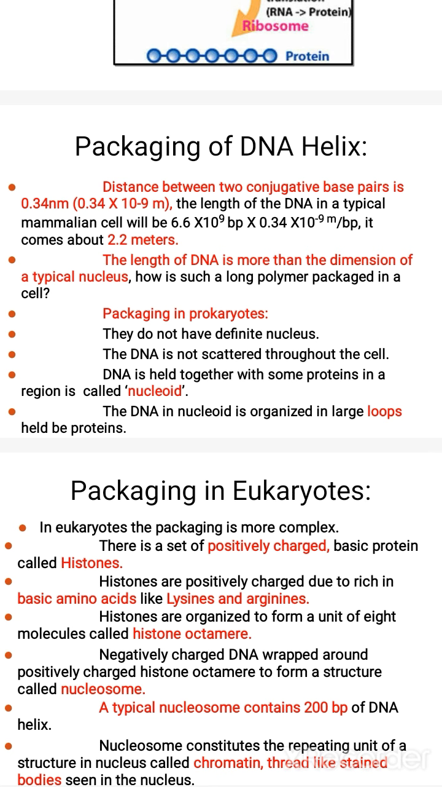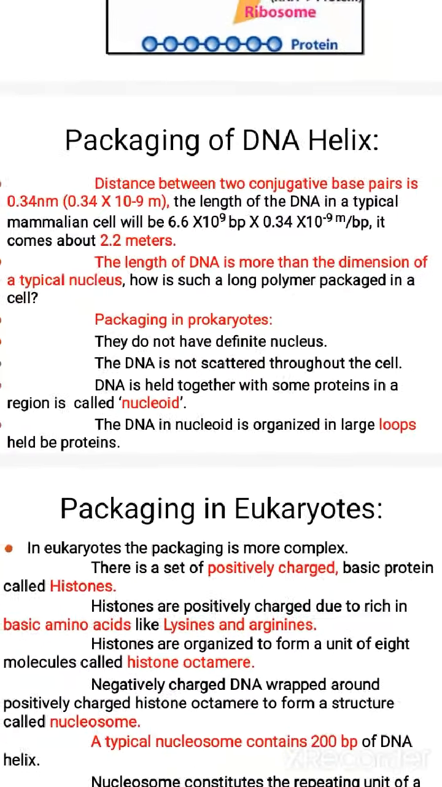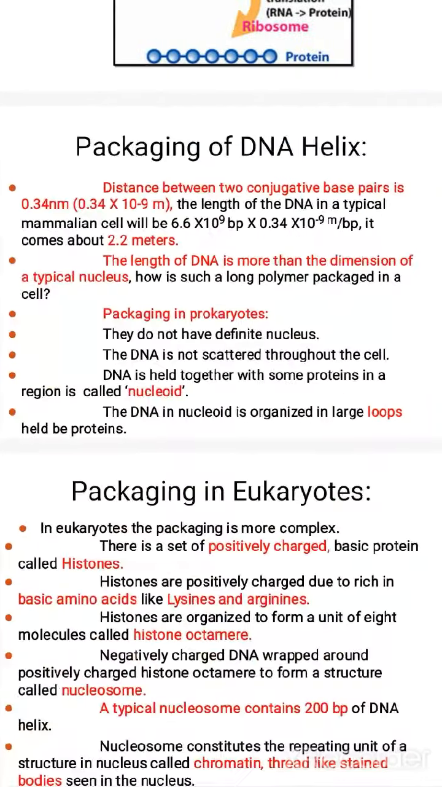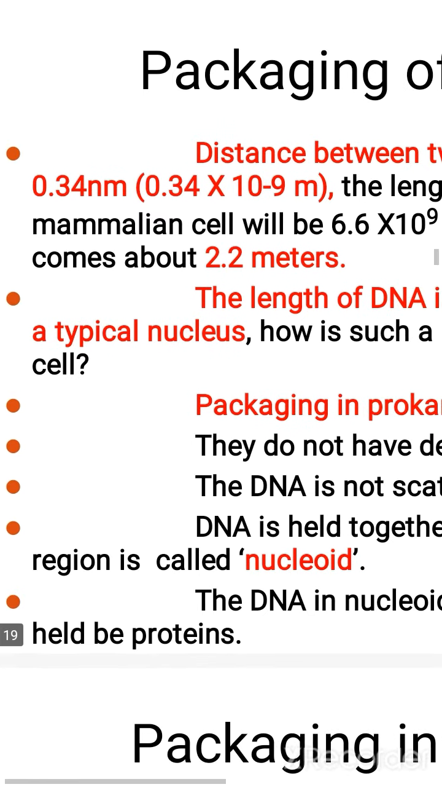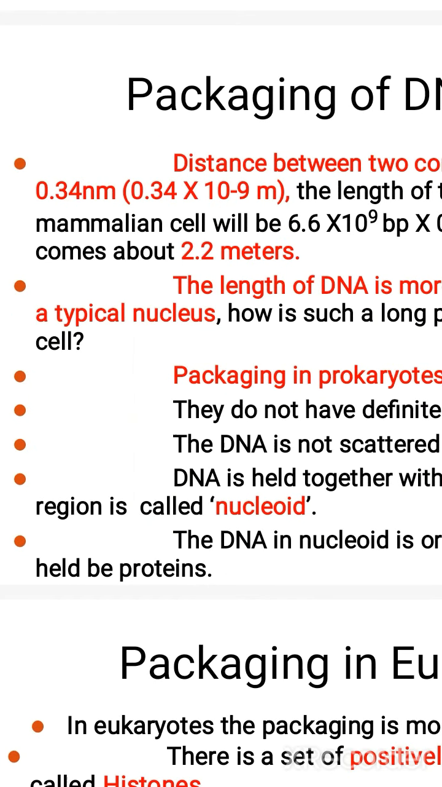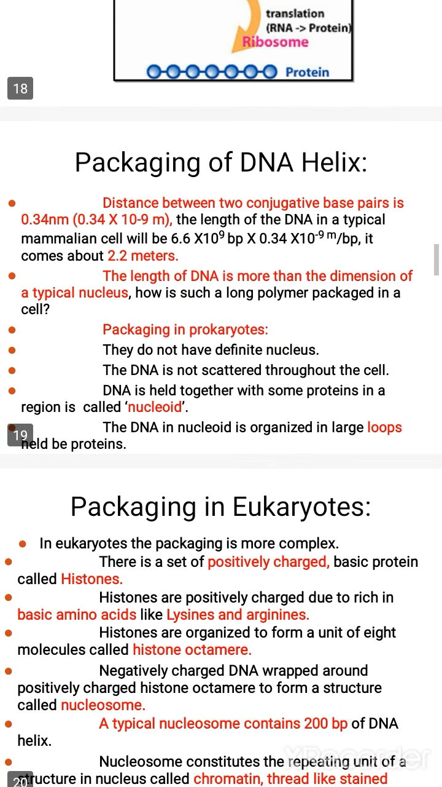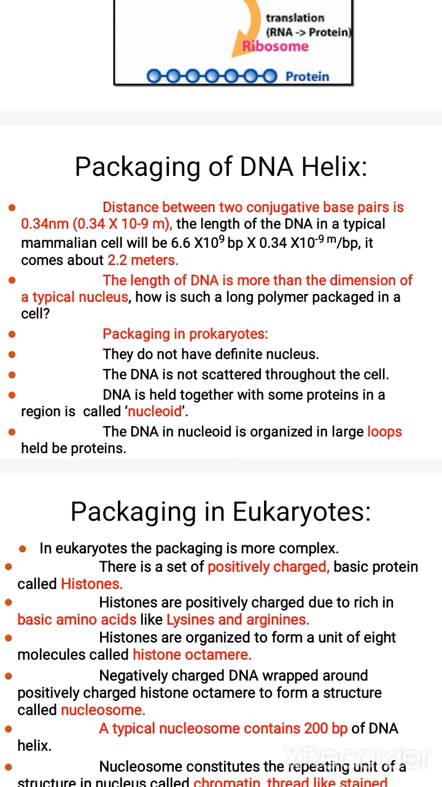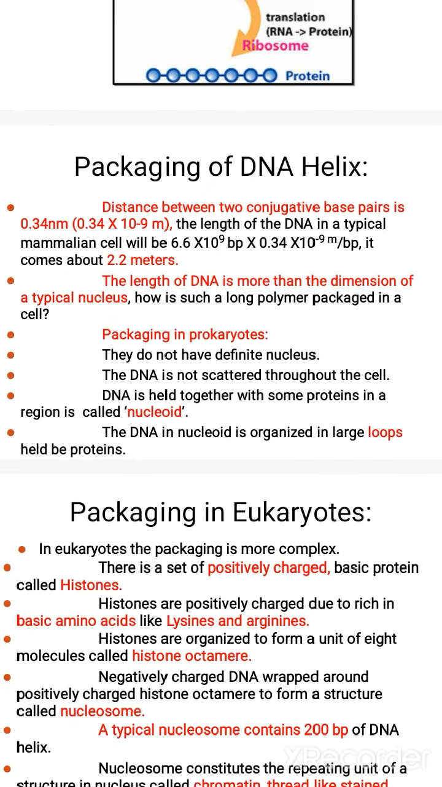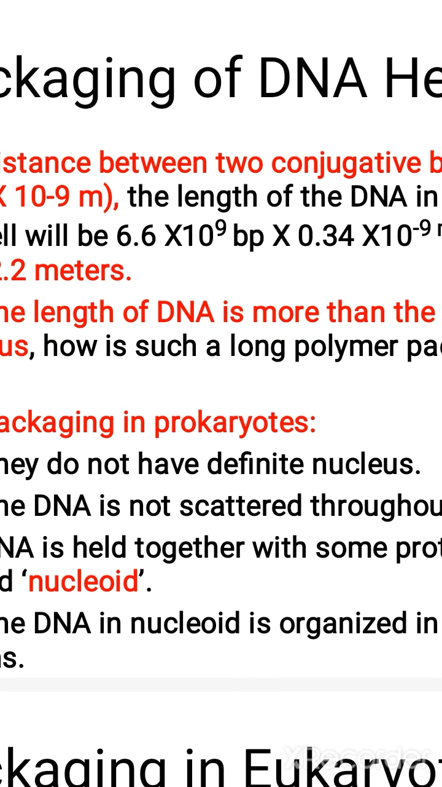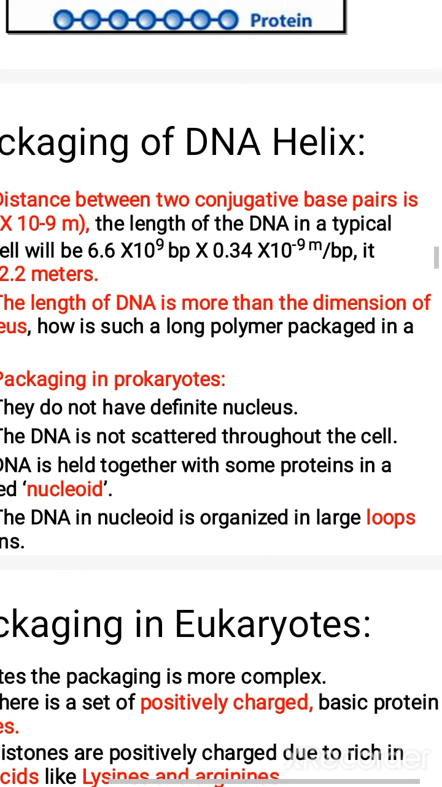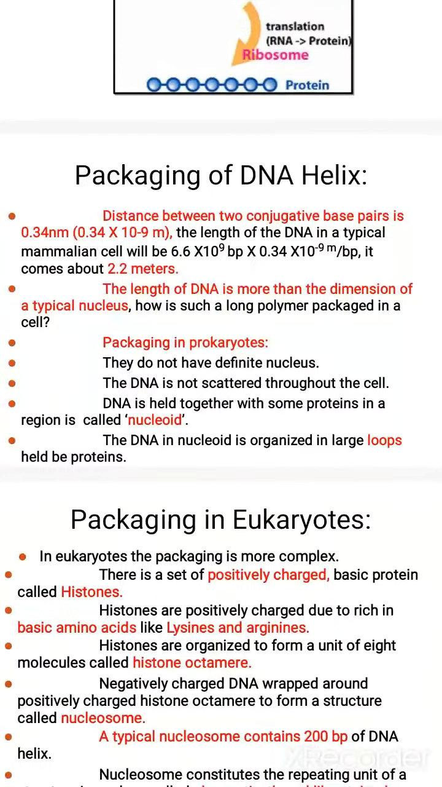So how can you find out? A simple method: you know the distance between two base pairs is about 0.34 nanometer. When this is multiplied by the number of base pairs, you can find out the length of the DNA. You simply multiply the number of base pairs with the distance between the base pairs, and you will get about 2.2 meters length.